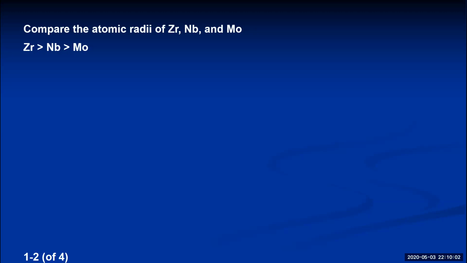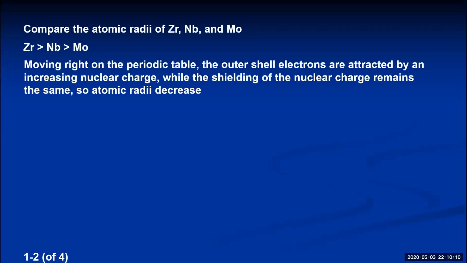Those extra protons attract all of the electrons in the atom, even the outer shell ones, pulling them closer to the nucleus and making them smaller. So the general trend on the periodic table for atoms decreasing in size as you move to the right is because moving to the right on the periodic table, the outer shell electrons are attracted by an increasing nuclear charge, while the shielding of the nuclear charge remains the same. This results in atomic radii decreasing.